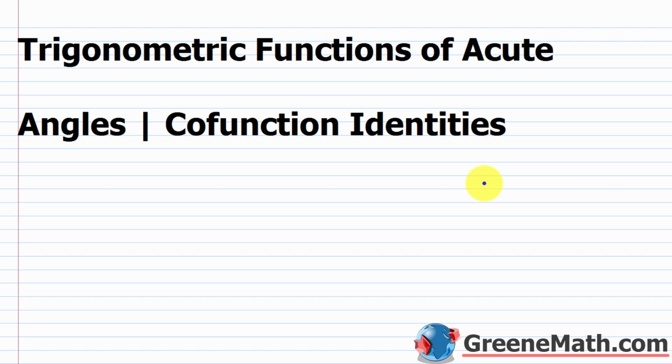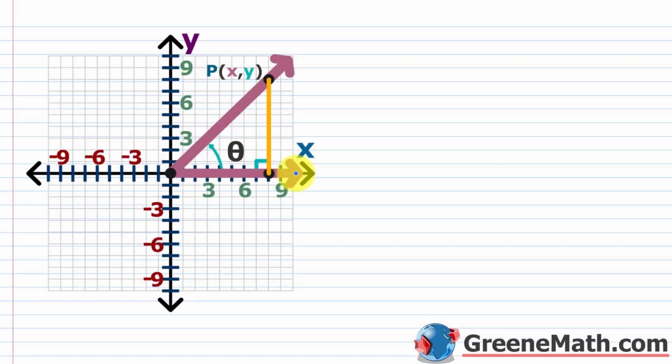In this lesson, we want to talk about trigonometric functions of acute angles, and also we'll look at cofunction identities. So previously, we used angles in standard position to define the 6 trigonometric functions. So what we're going to do in this lesson is define our 6 trigonometric functions as ratios of the lengths of the sides of right triangles.